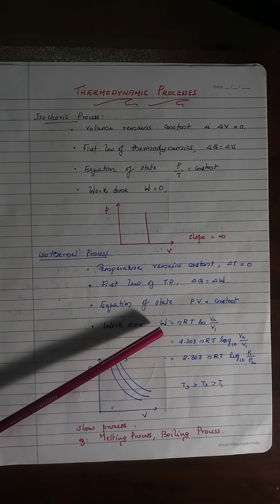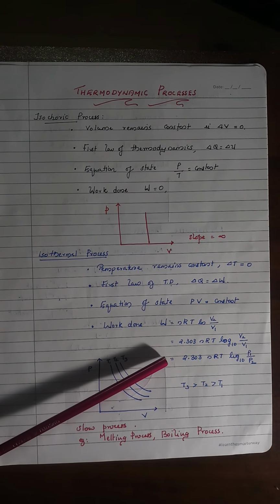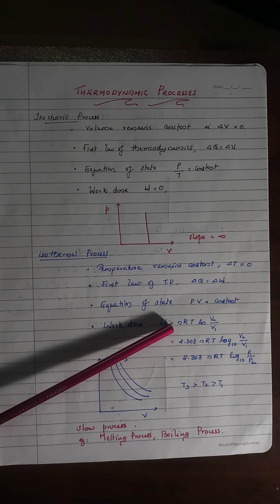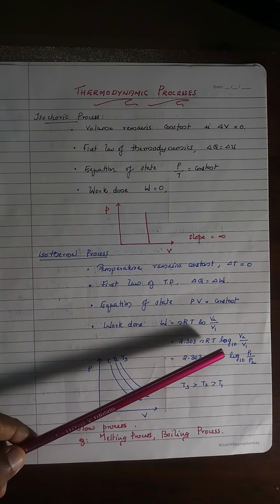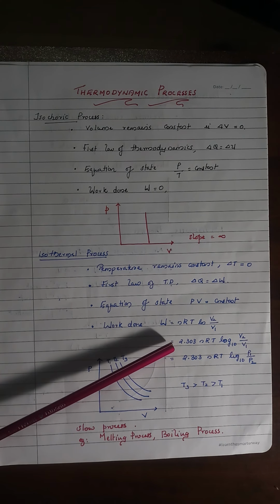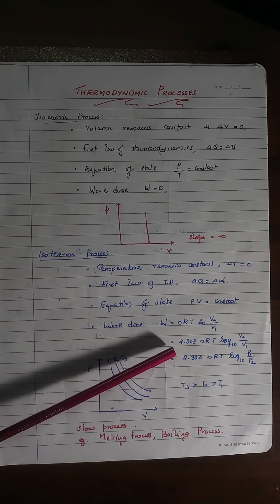Look, the work done relations, very, very important. We can write it as nRT log V2 by V1. In terms of log to the base 10, we can say 2.303 nRT log to the base 10 V2 by V1, or P1 by P2. A very, very important concept.